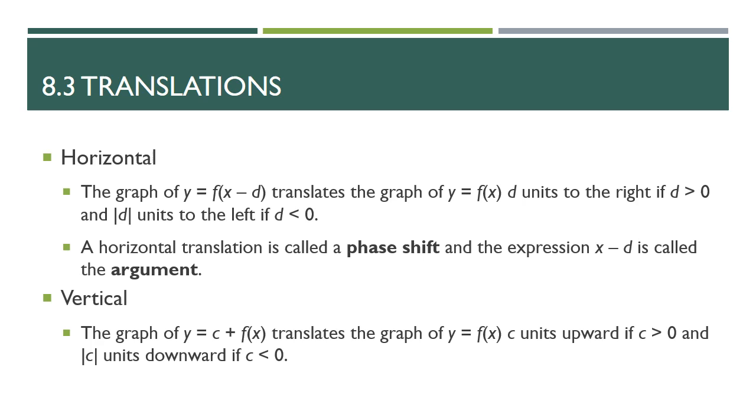Vertically, what we're going to do is add or subtract a number to the function itself. So after you take the sine or the cosine of whatever, then you add or subtract a number, and it's going to work like it's always worked. If you're adding a number, it's going to shift it up, and if you're subtracting it, it's going to shift it down.